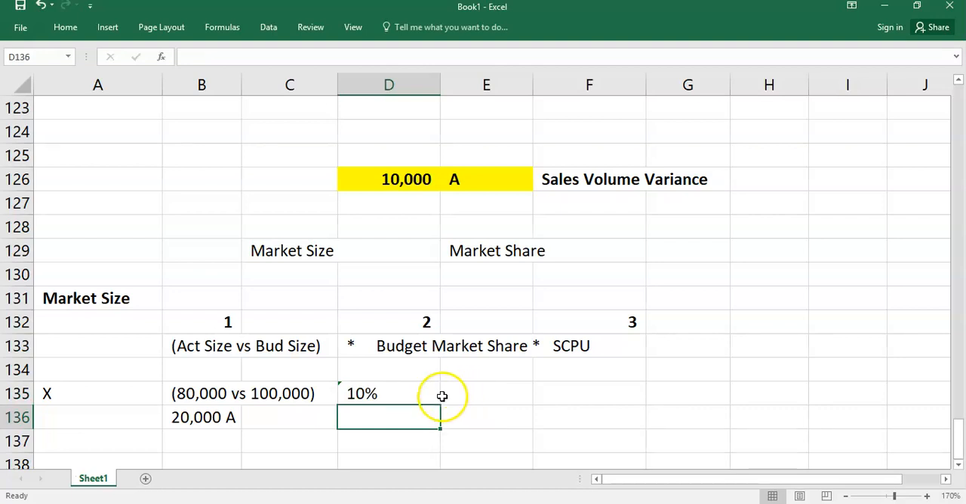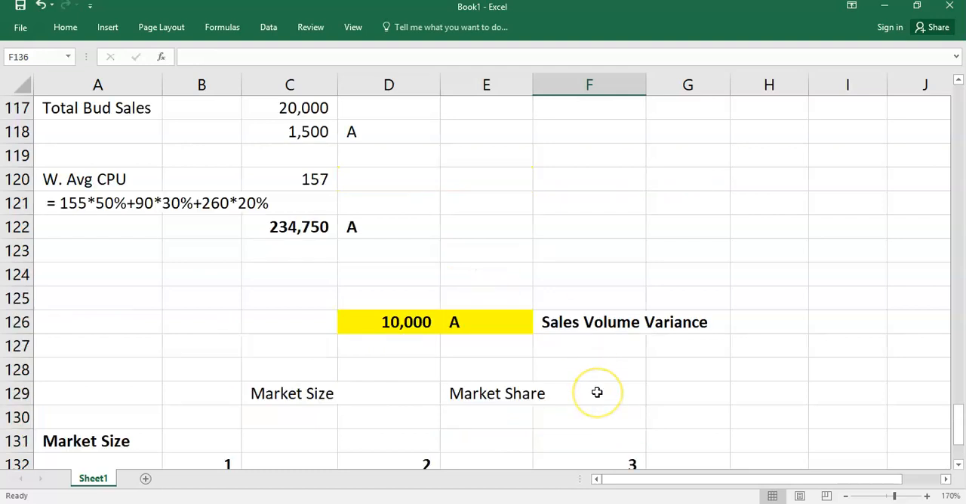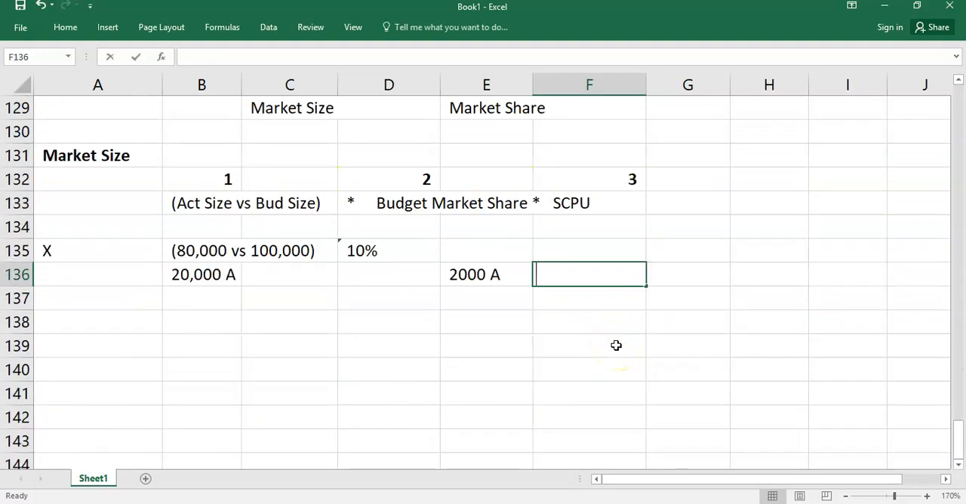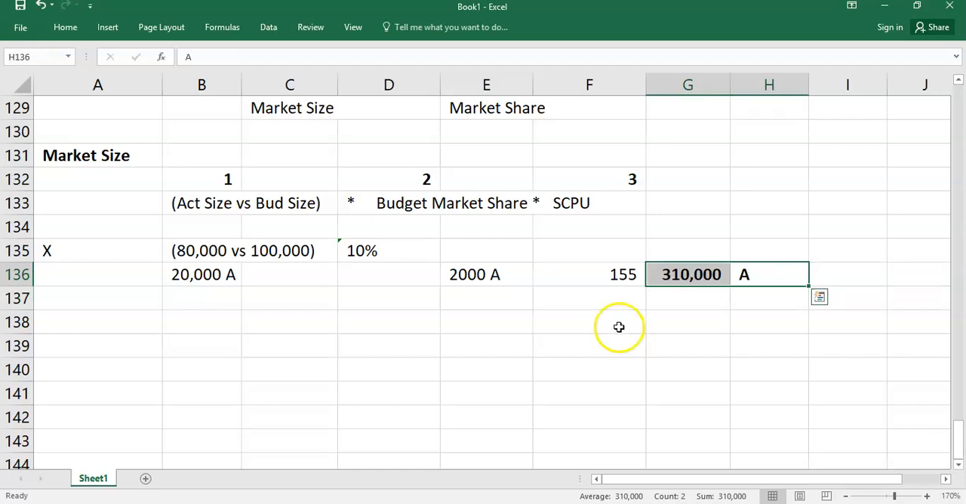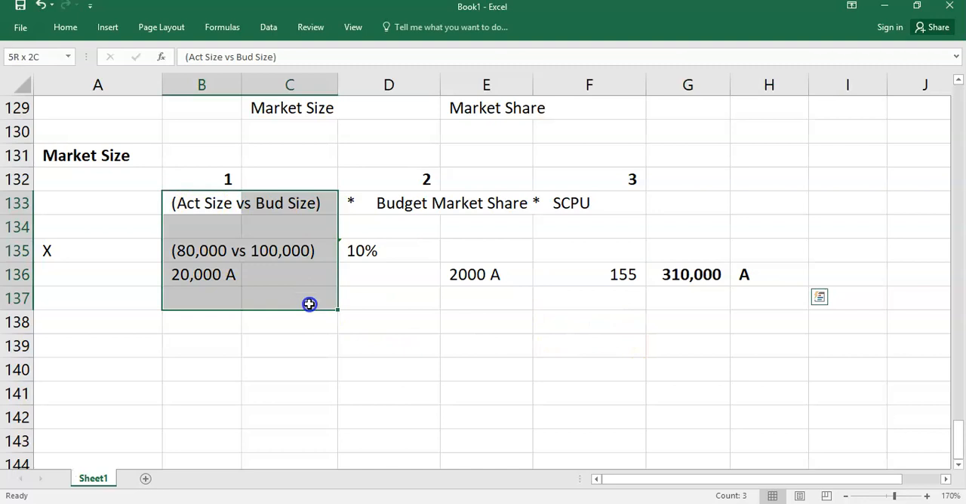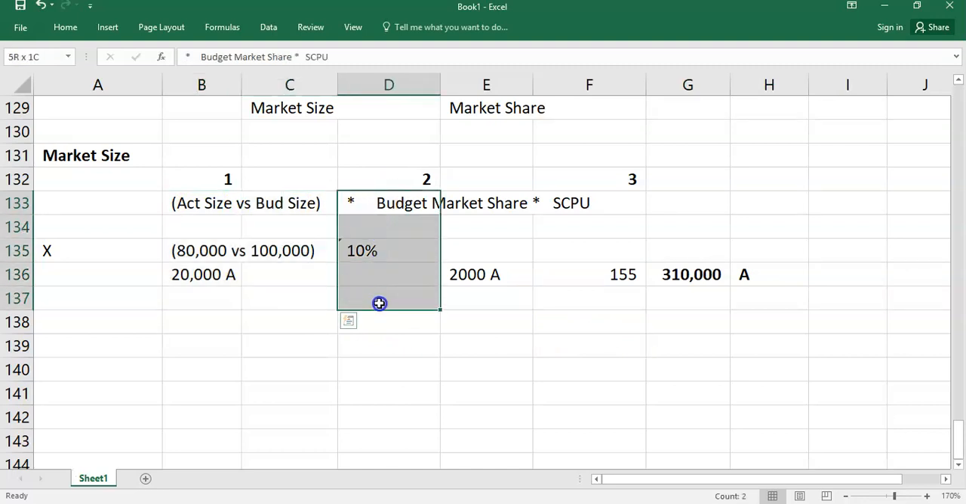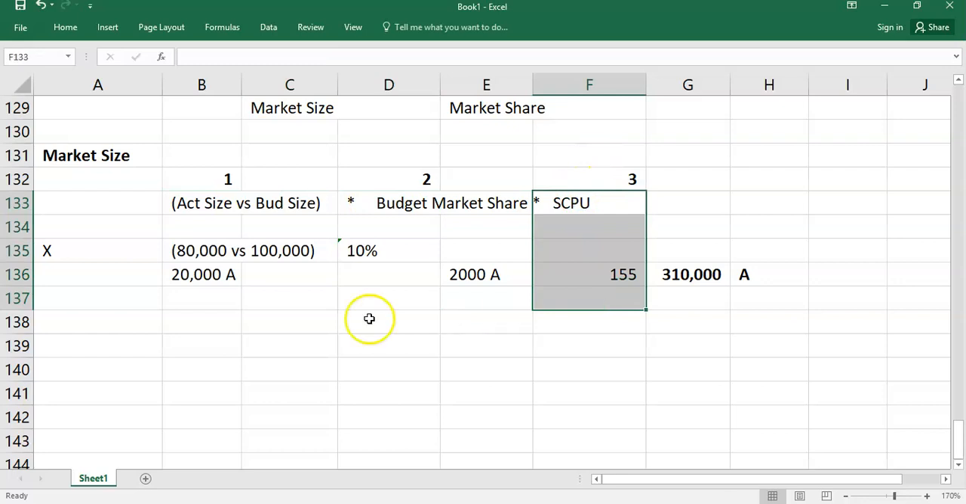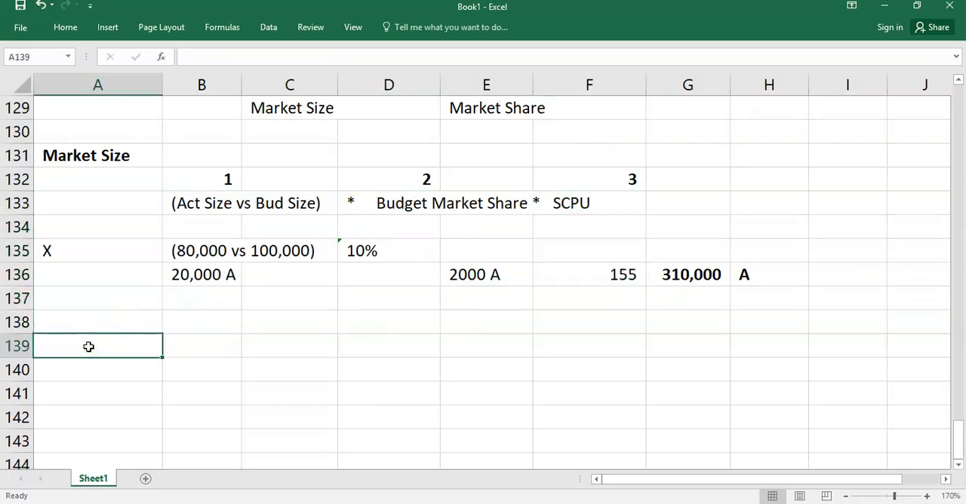So what that means is, if you translate across the 20,000 units that the industry is lower, if you lost your share of that, you would be 2,000 units worse off. And you're going to multiply that by the standard CPU for X, which is 155, which means 2,000 times 155 is 310,000 adverse. Just make sure you understand that logic. You get the overall industry decline, your expected share of that decline, and monetize it then based on standard CPU. So maybe pause it now and see, can you do Y and Z in a similar format and interpret what it means.